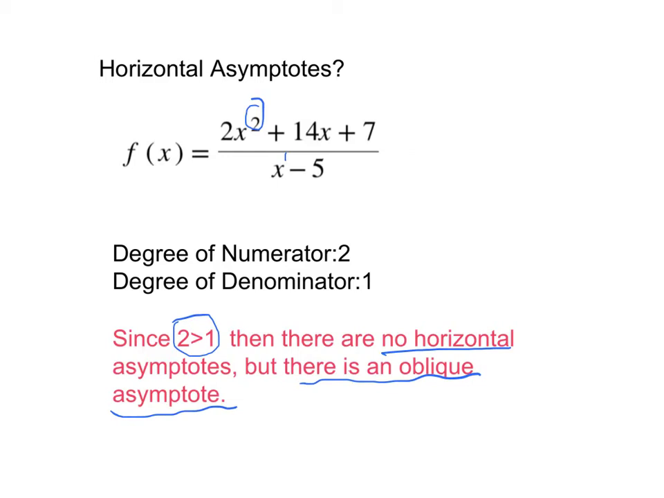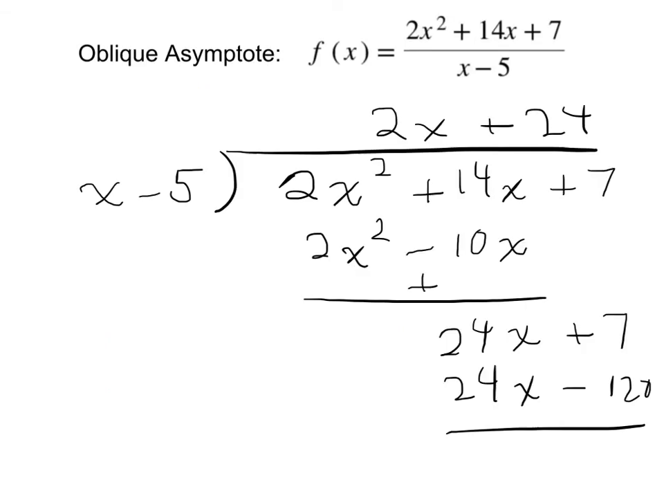What you're going to be doing is dividing using long division the denominator into the numerator. And so right here you are going to be going x minus 5 into 2x squared plus 14x plus 7. X goes into 2x squared 2x times. And then 2x times negative 5 is negative 10x. 2x times x is 2x squared.